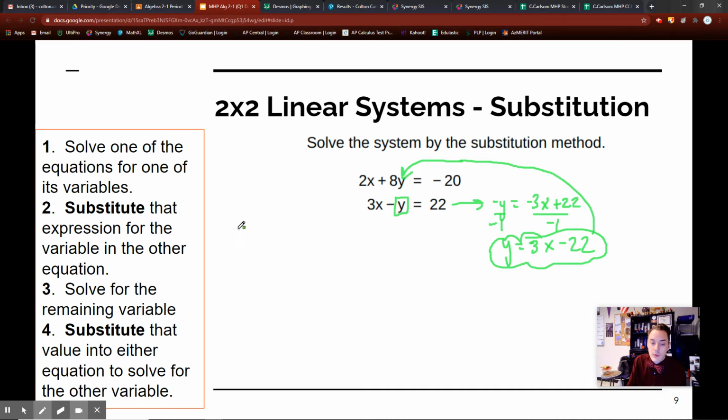Okay, so now what do I have in my top equation? 2x plus 8, and then right here in red, what I'm plugging in is this for my y. If y is that, and this is what y equals, we can just interchange them. They mean the same thing, is essentially what equals means. So that means this is 3x minus 22.